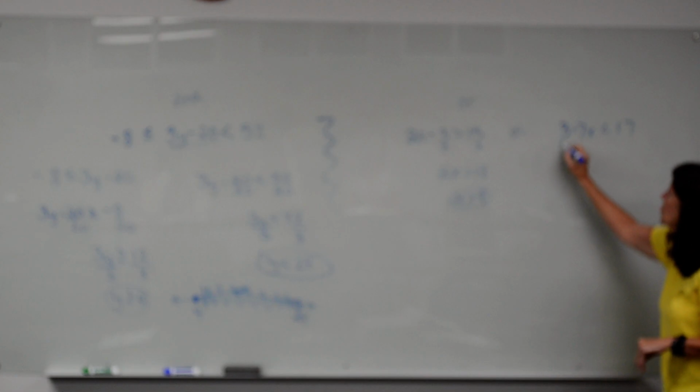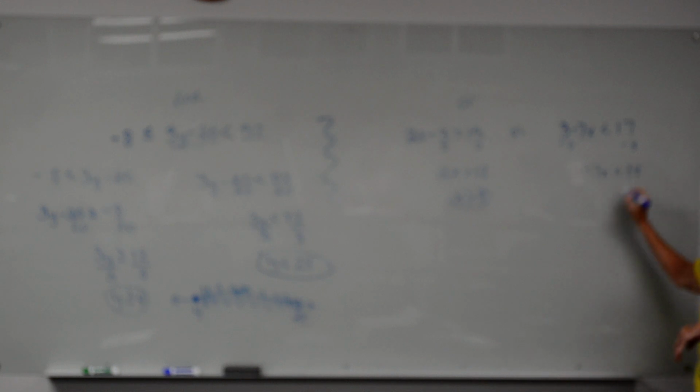This one, I'm going to subtract the 3 from both sides, so I have negative 7x is less than or equal to 14. I'm going to divide by the negative 7, so don't forget to switch the direction of your sign. Okay, so I have that.